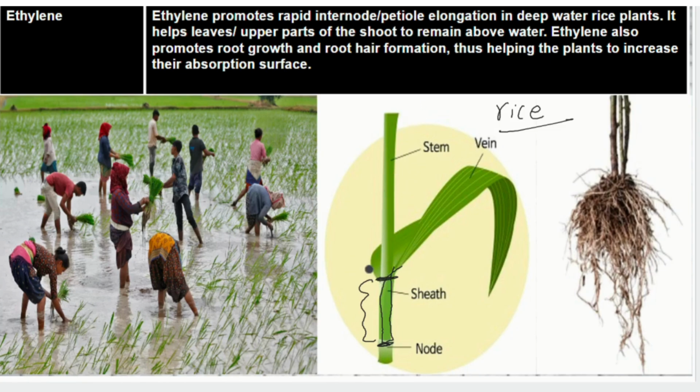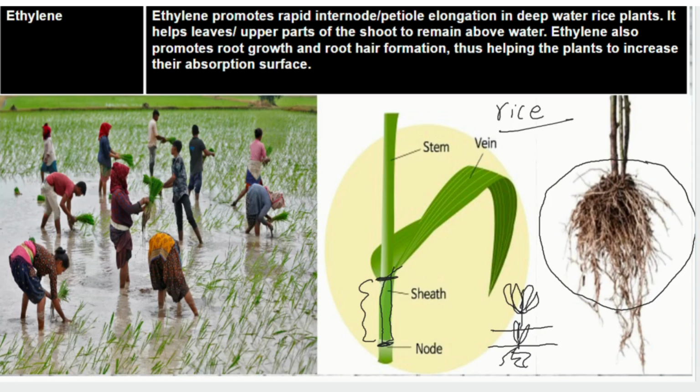In the initial stages, when the rice plant is very small, it is submerged in water. Once the petiole elongates, it comes above the water, and due to this it is able to do gaseous exchange. This is the main purpose of elongation of the internode. Ethylene also promotes rapid growth in the plant, which increases the absorption surface of monocot plants or any plants under the influence of ethylene.